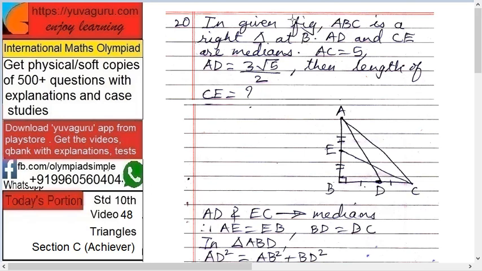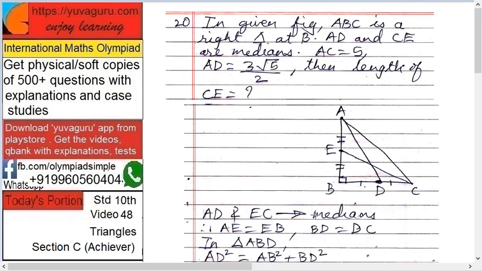Next, in the given figure, ABC is a right triangle at B. See, here it is at B. AD and CE are medians. Medians means what? D is the midpoint of BC and E is the midpoint of AB. Now AC equals 5, AD equals 3 root 5 upon 2. So find the length of CE. See here.